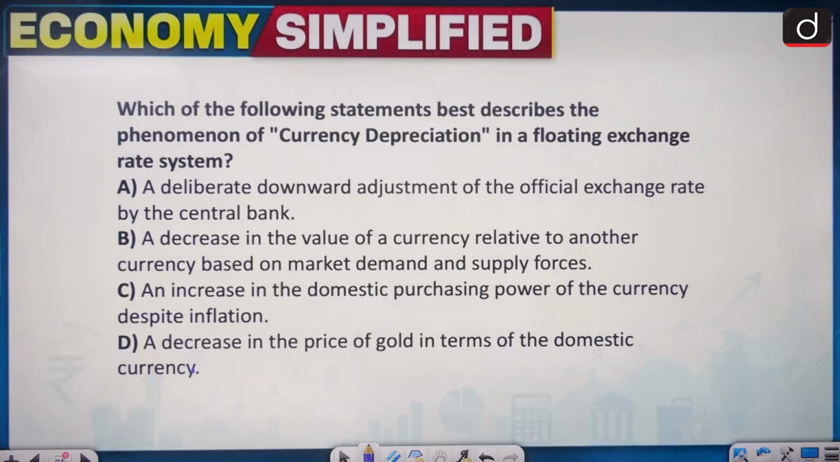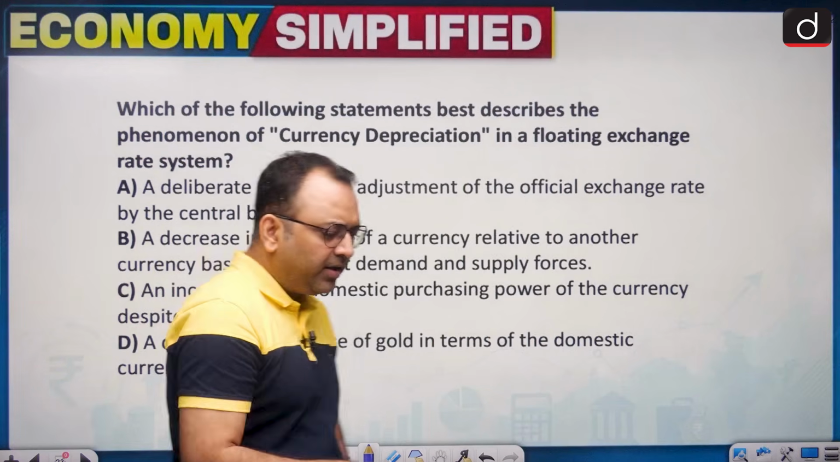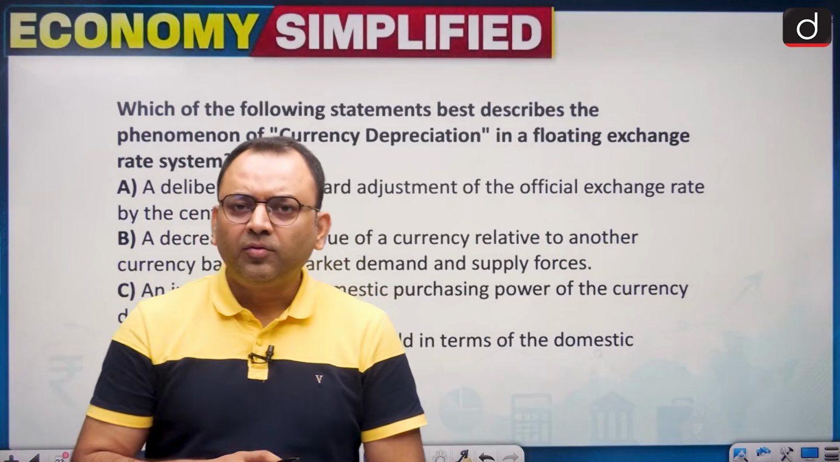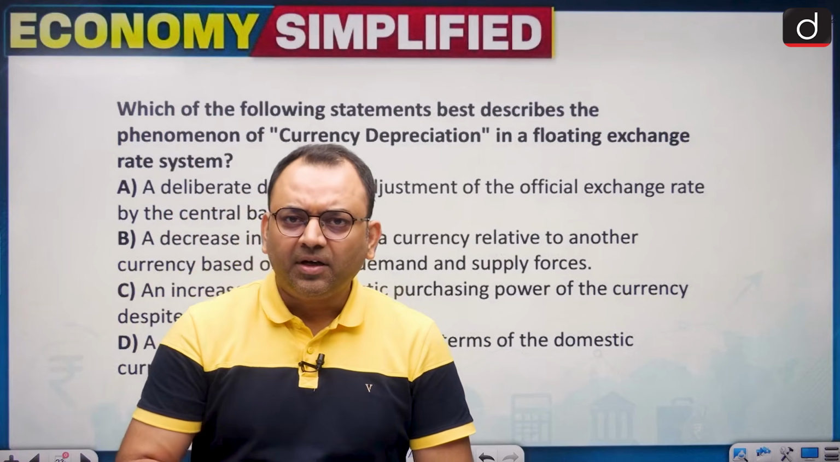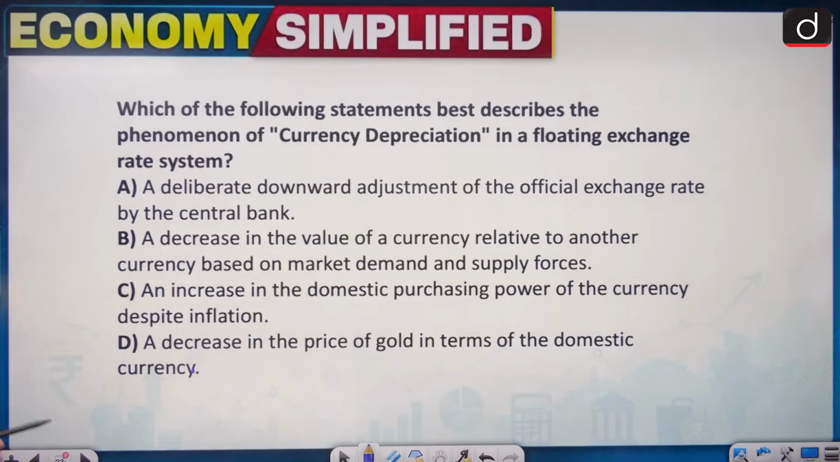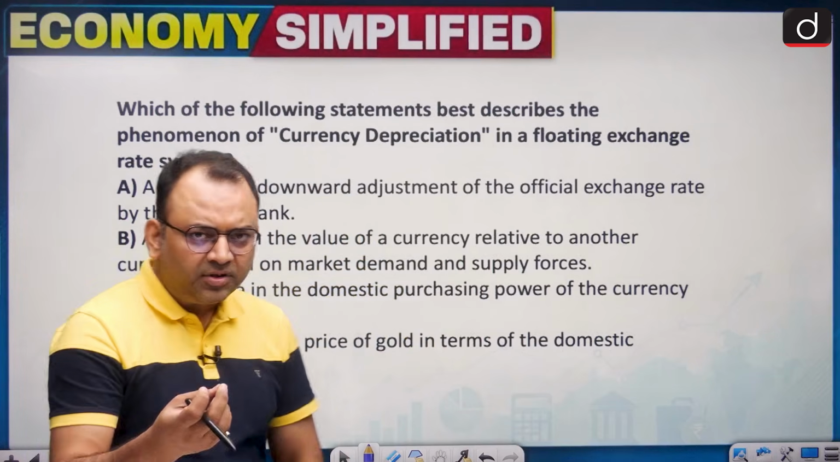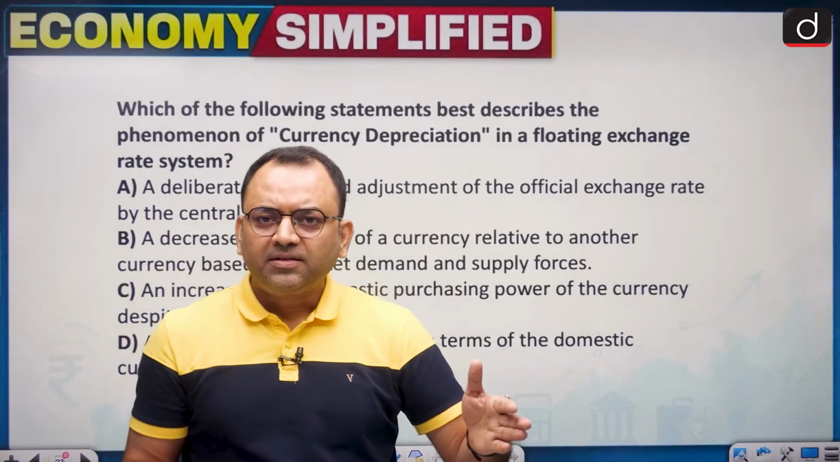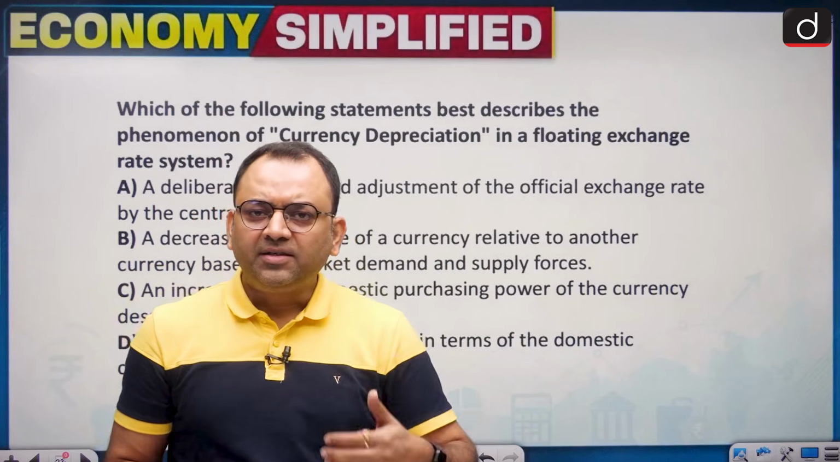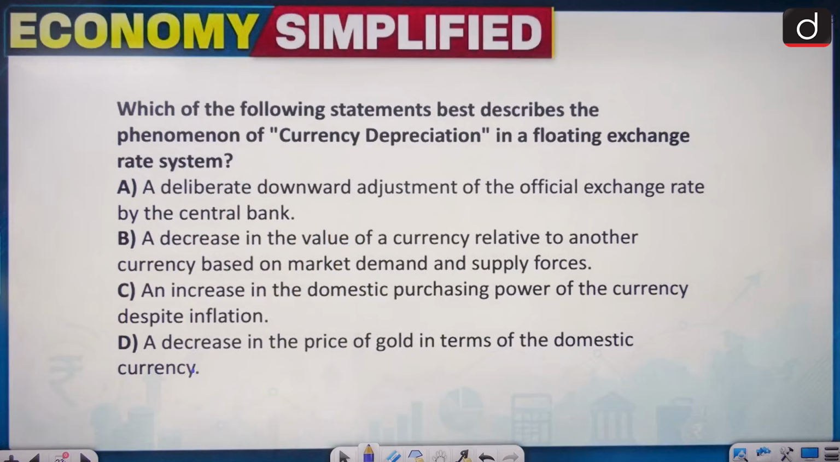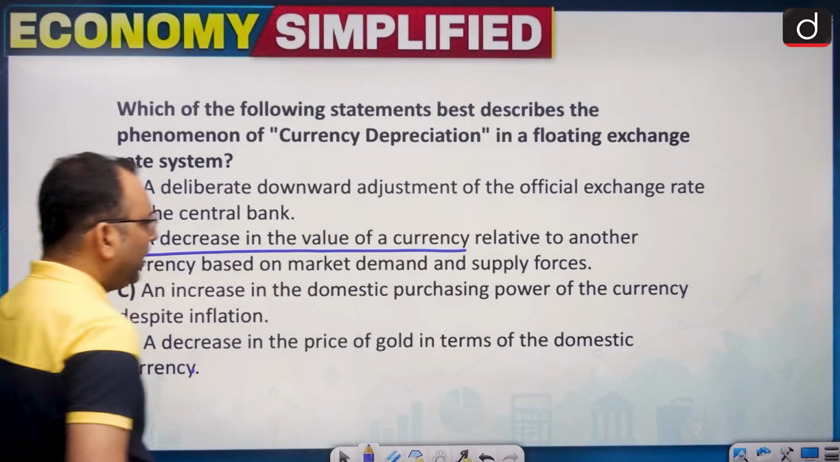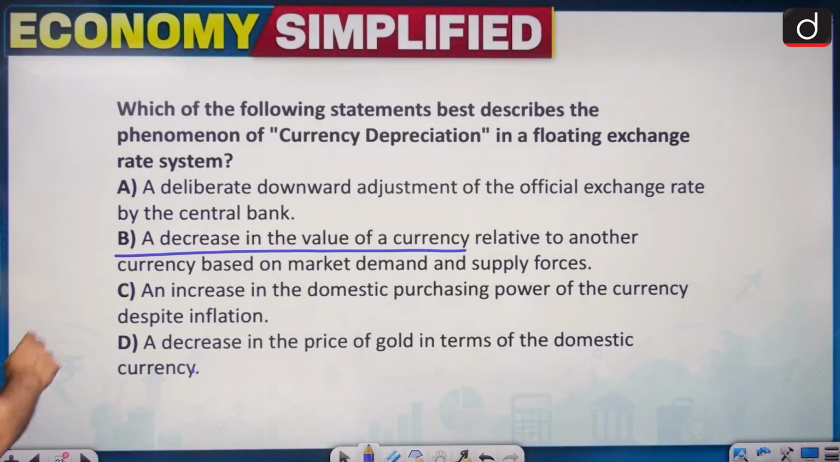Let's have a question on this. Which of the following statements best describes the phenomenon of currency depreciation in a floating exchange rate? Friends, floating means the exchange rate is based upon market phenomena. There is largely no government interference in the exchange rate. So what will describe currency depreciation, right? We just saw that the currency loses its value. 94 rupees is now 96 for the same dollar. So currency depreciation means a decrease in the value of a currency relative to another currency based upon the market forces. So this is a characteristic.